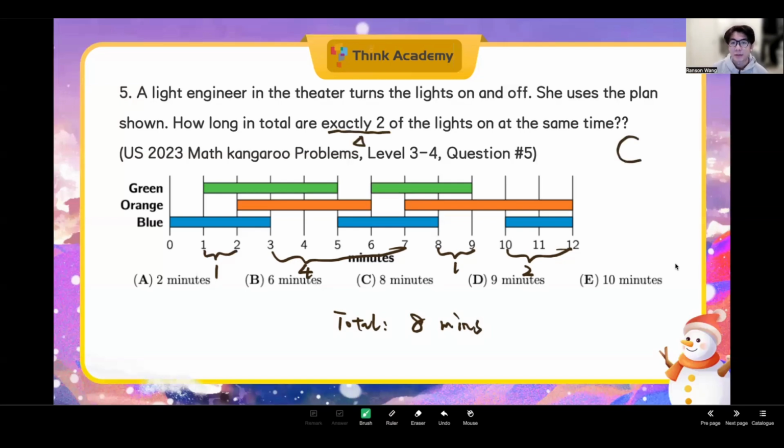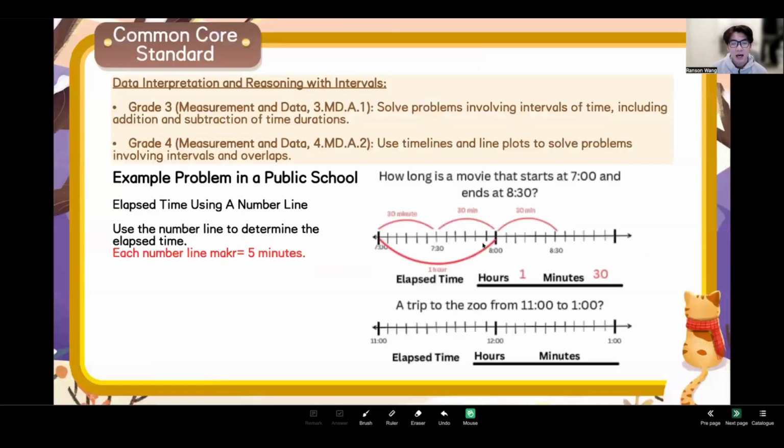For this question, the tricky part is you have to understand what the question is really asking about. If you understand it as at least two lights are on, you're probably going to include the times where all three lights are on, and in that case you'll probably get the wrong answer of 10 minutes. Just be careful.